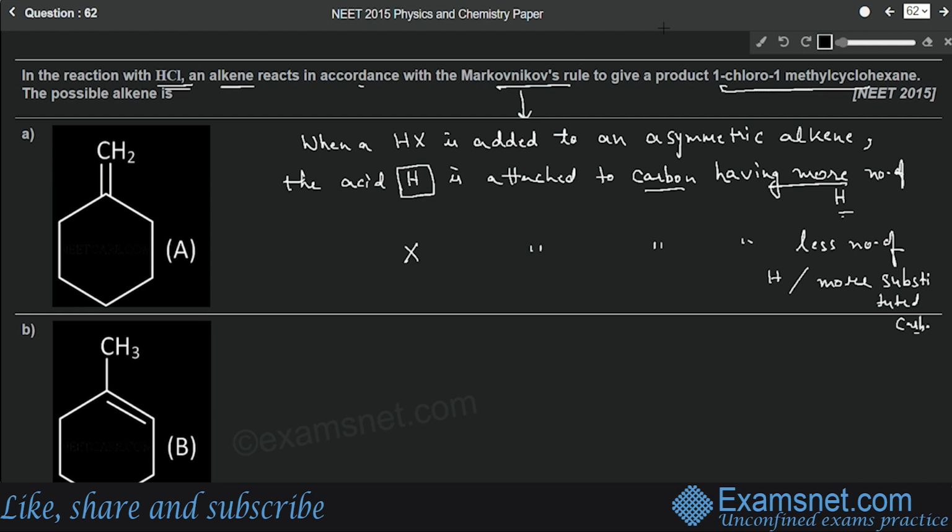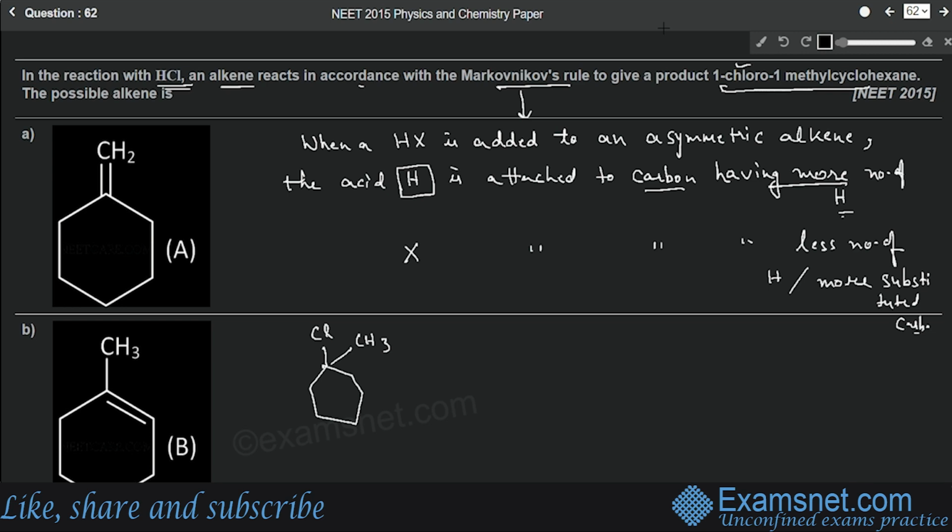Okay, so let's see. We have to form 1-chloro-1-methyl cyclohexane. So let's draw the structure of 1-methyl 1-chloro cyclohexane. This is your cyclohexane. Now 1-chloro and 1-methyl, that means at the first carbon, chlorine group is also attached and methyl group is also attached. Okay, this is the product that has to be formed.